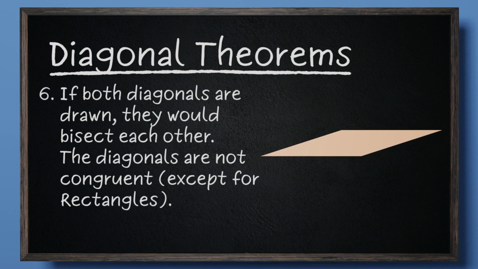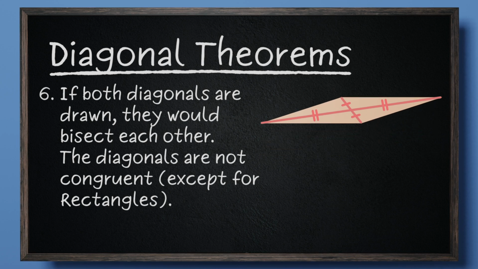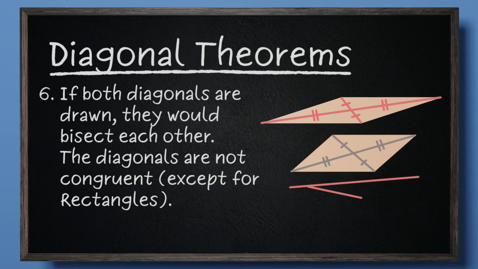Secondly, if both diagonals are drawn, they would bisect each other at a particular point inside the parallelogram. However, unless the parallelogram is a rectangle, the 2 diagonals that you can draw will not be congruent. This can be most easily seen with this elongated parallelogram. See how the 2 diagonals are clearly not congruent? It's the same case with more stubby parallelograms. Only the rectangle has congruent diagonals.